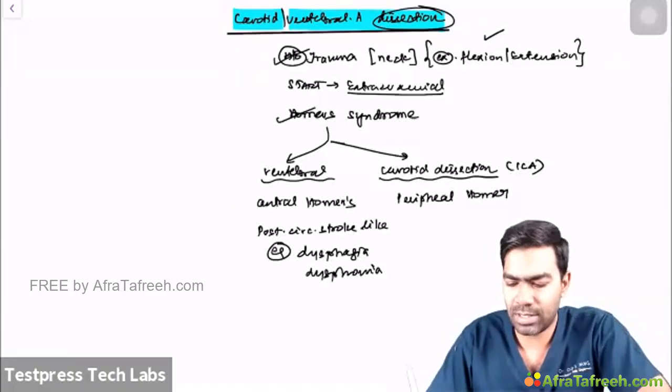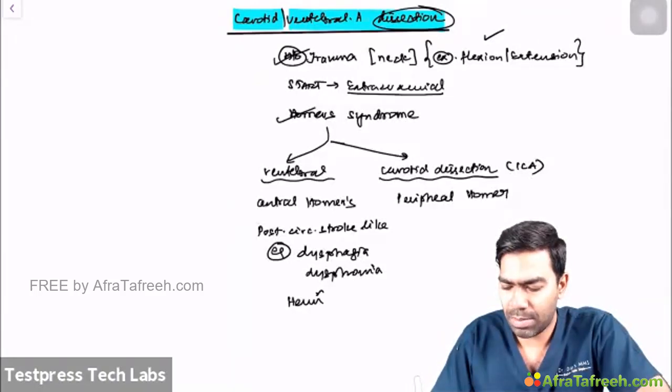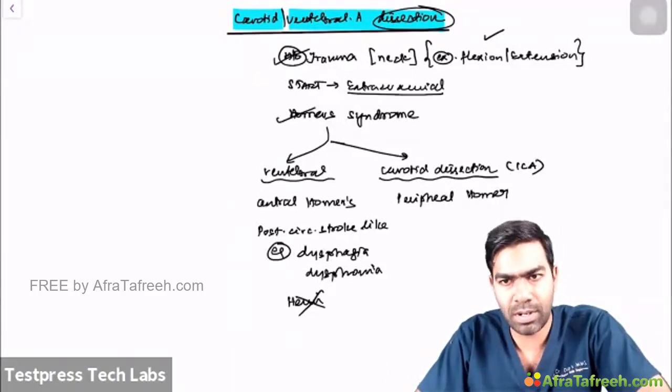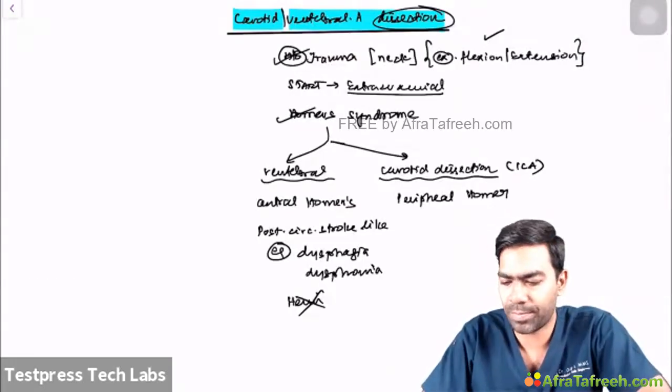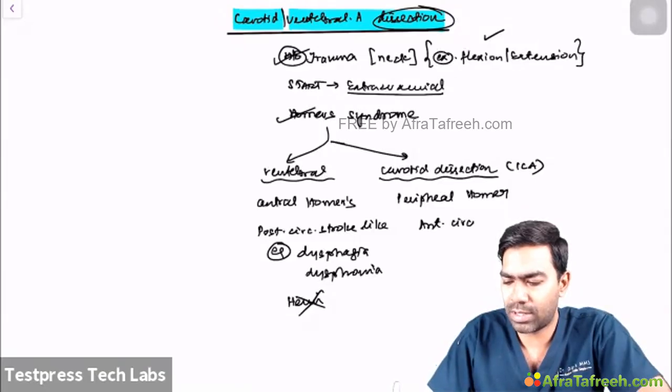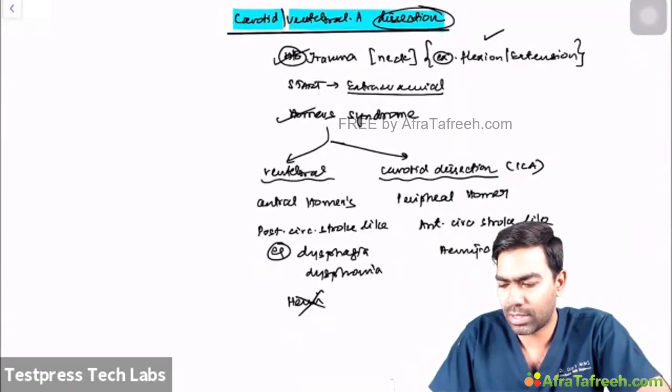But hemiparesis is generally very rare. Hemiparesis is not a usual feature of a vertebral artery dissection because it's a posterior circulation stroke, which we'll be discussing subsequently. Whereas carotid dissection usually presents similar to an anterior circulation stroke, where hemiparesis is going to be extremely common in the setting of a carotid artery dissection.